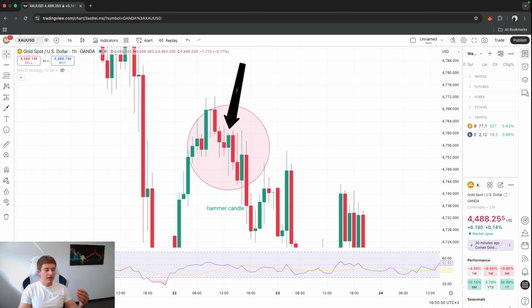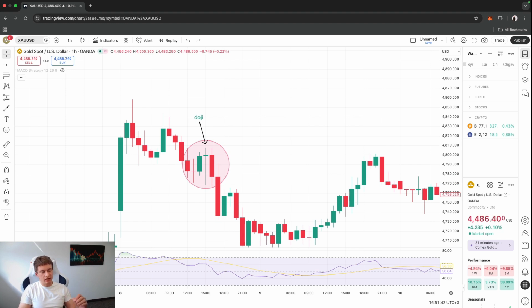And now we get to a hammer candle. What a hammer candle usually does is it shows a longer wick, which shows rejection from these lower prices. And now finally, we get to the doji. What the doji candle does is that it represents the indecision in the market. But there is a very important part.